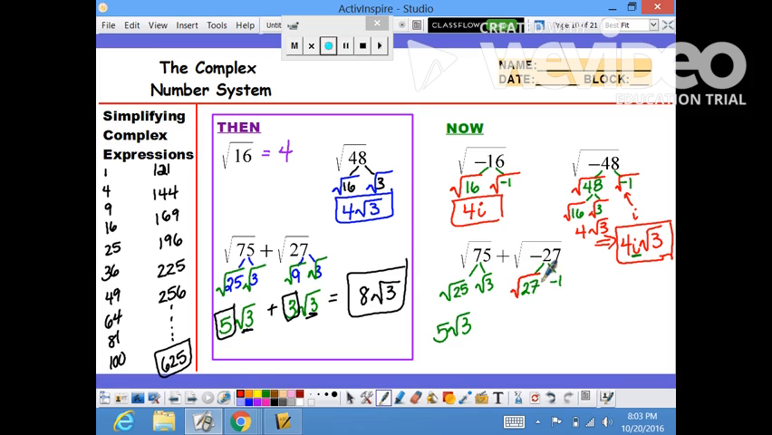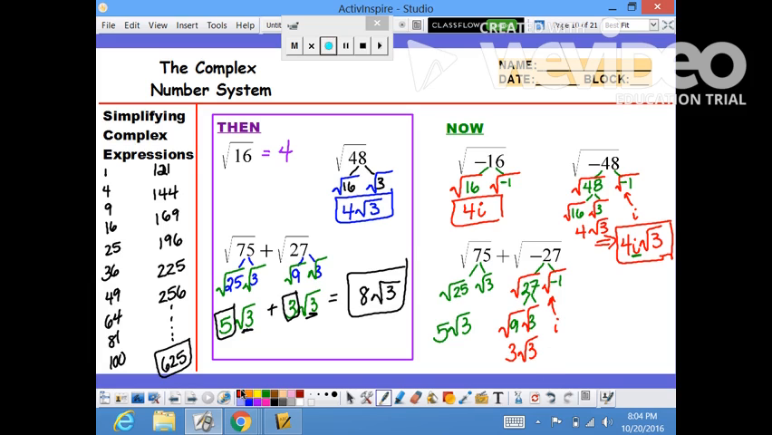Well, let's take the square root of 27 times the square root of negative 1. We have to break that 27 down again, just as we did before, into a perfect square factor. So that's 9 times 3. Let's take the square root of 9 and the square root of 3. So 3 times the square root of 3. And don't forget, you have this negative 1 here, so that's an i.